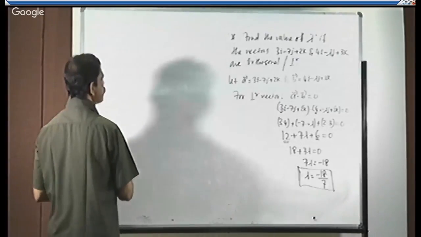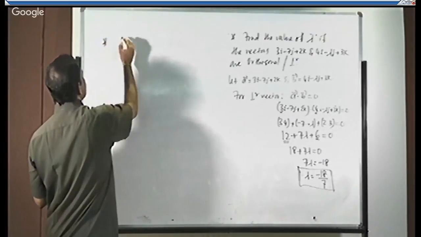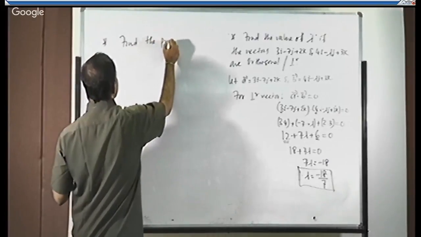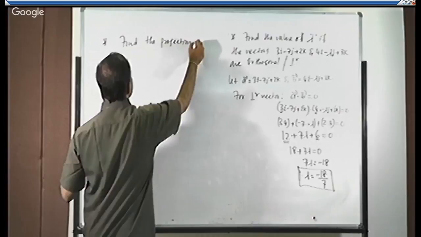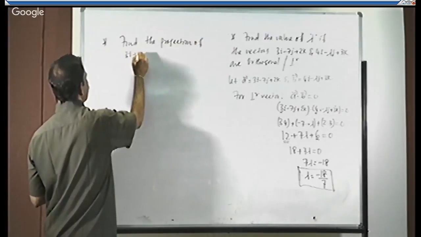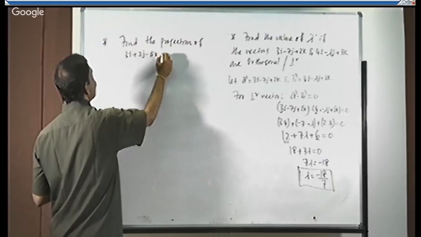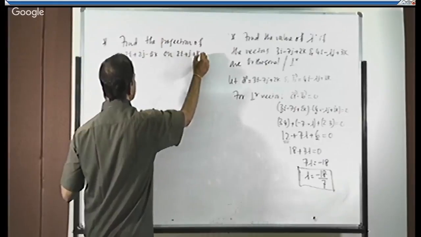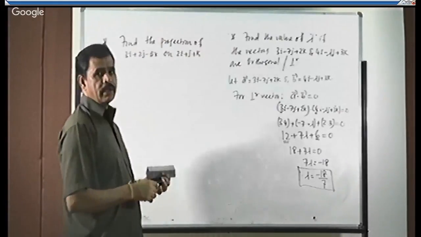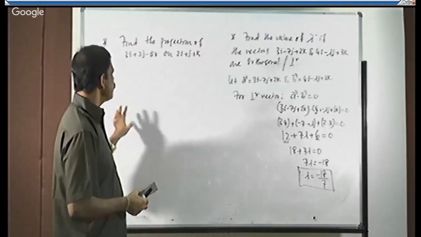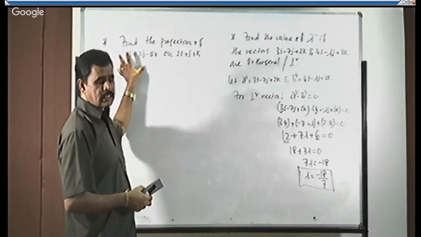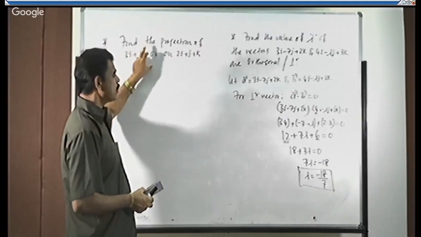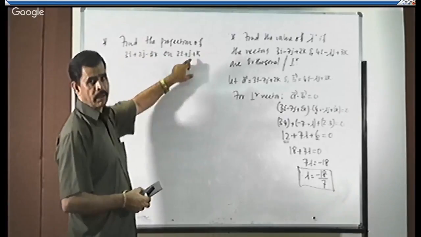So next question, find the projection of 3i plus 2j minus 5k on 2i plus j plus k. Here it is not mentioned which is A, which is B. You just take the first vector as A, second vector as B. If you consider like that, then you need to calculate what? Projection of A on B, right?